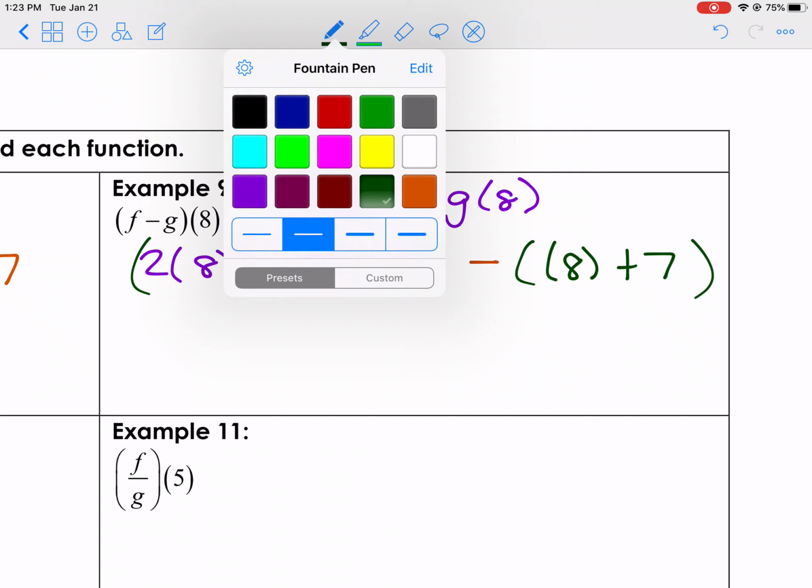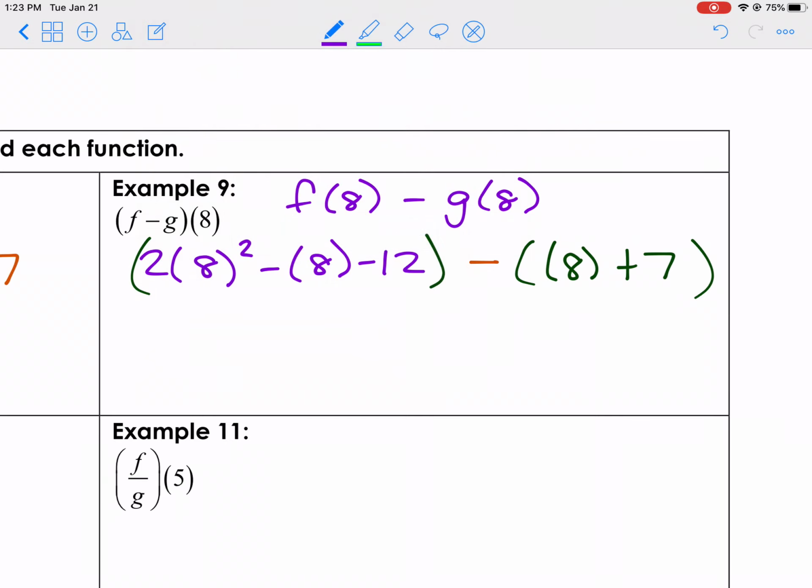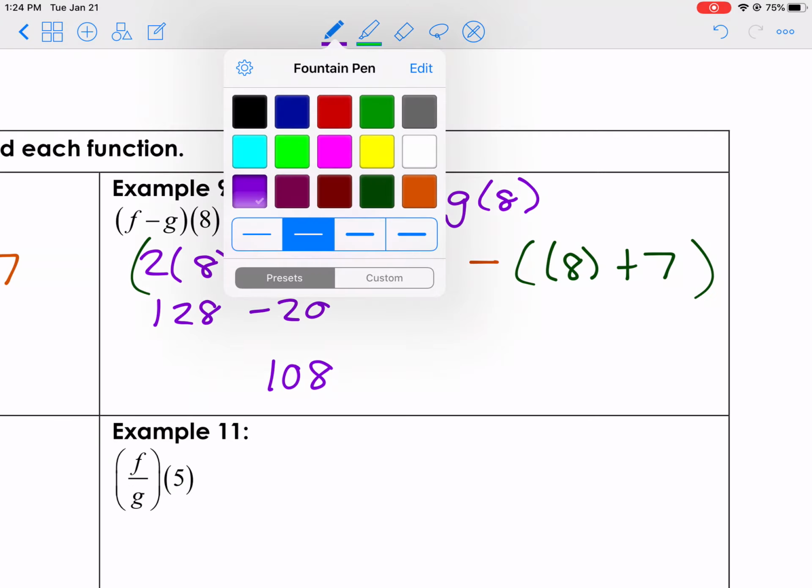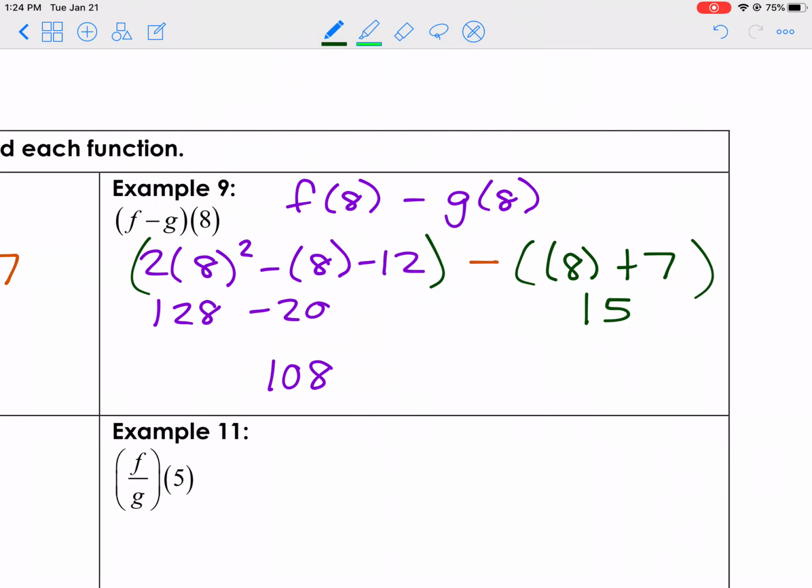Okay, let's simplify f of 8 first. 64 times 2 is 128. Minus 8 minus 12 is minus 20. So I think we'll get 108 here. 8 plus 7, that's 15. So 108 minus 15 is going to be 93.